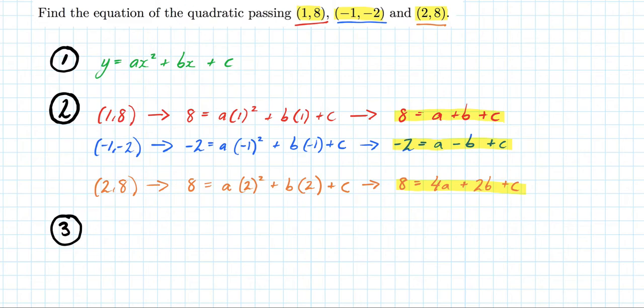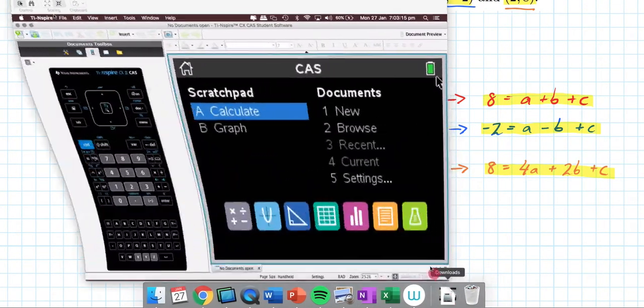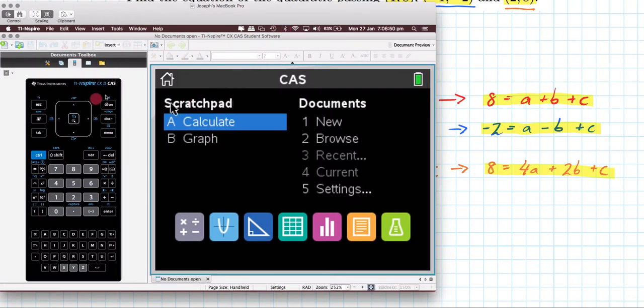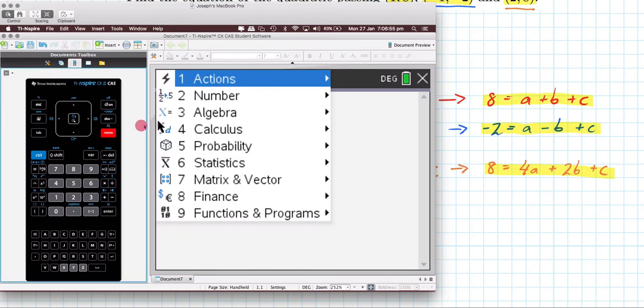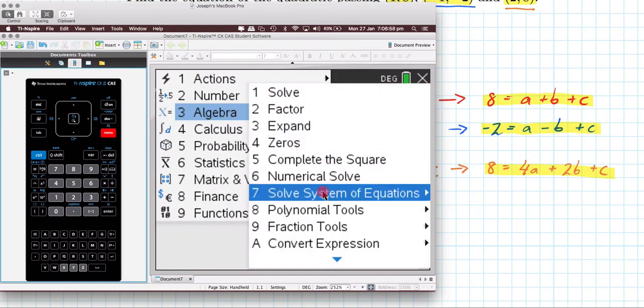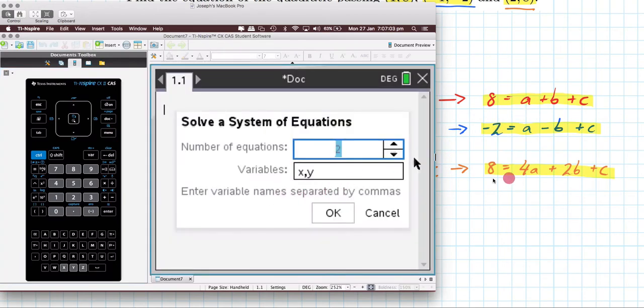My third step is using my CAS calculator. So let me come over here and bring up my CAS. Here it is. I'm going to go new, I want the calculator. I'm going to go menu, algebra, solve system of equations. I have 3 equations here, so when it says number of equations, I will say 3. What are the variables called? Well, I have a, b, and c, so I don't want x, y, and z. I want a, b, and c. So I have 3 equations, my variables are a, b, and c.